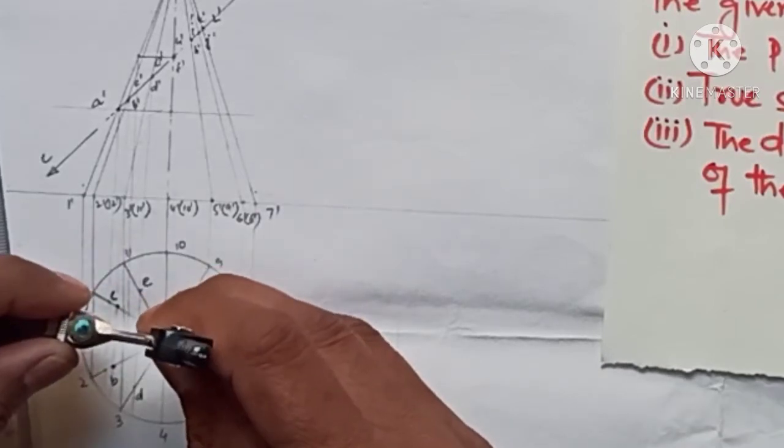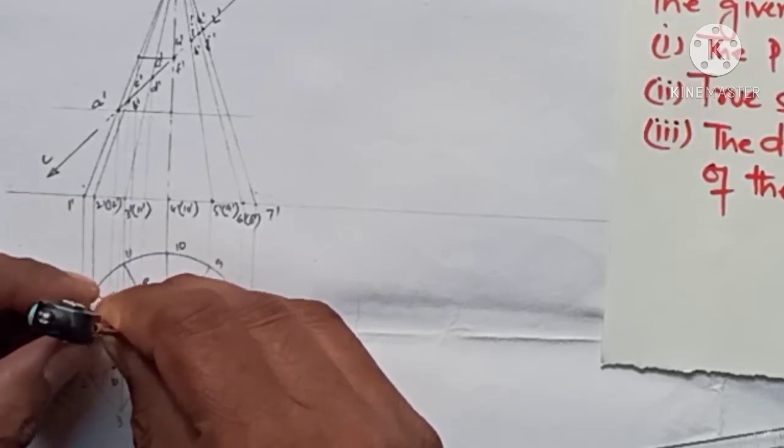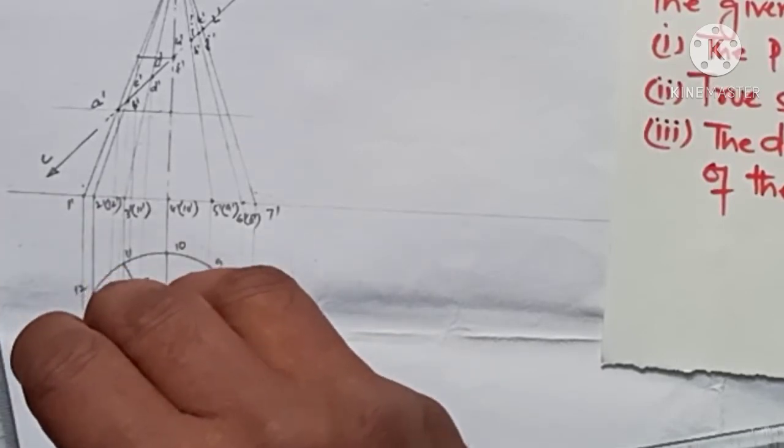Now what I need to do is keep this as the center and the point which I got as the radius, and draw an arc.